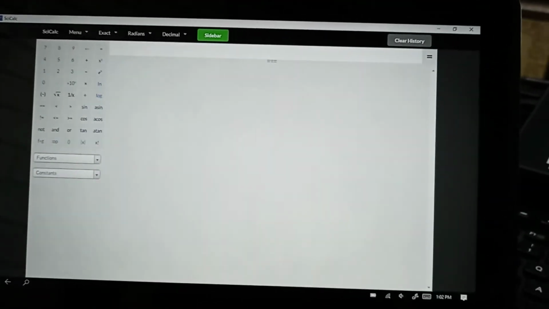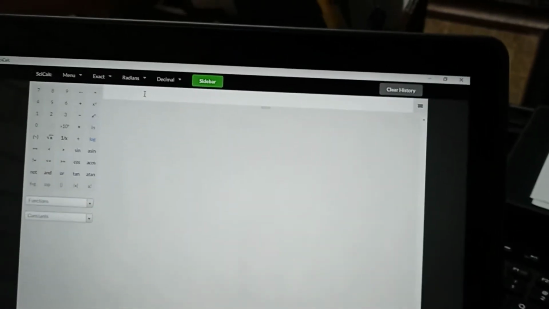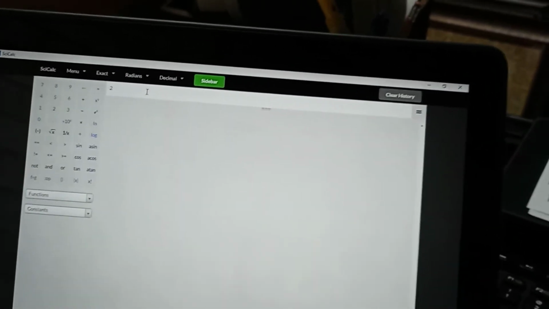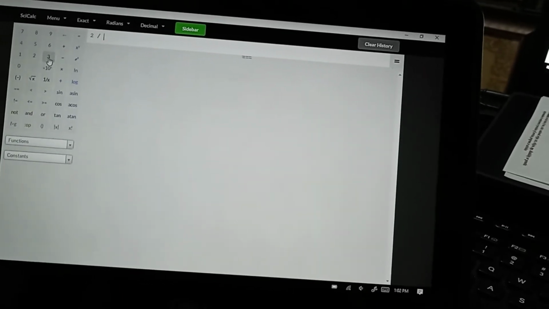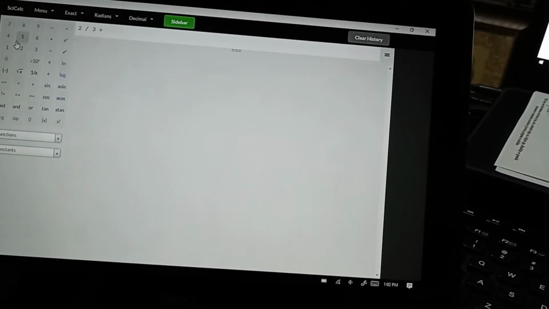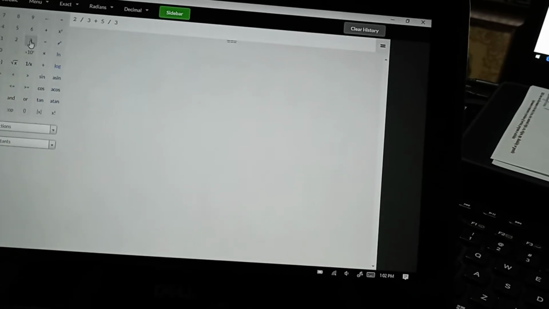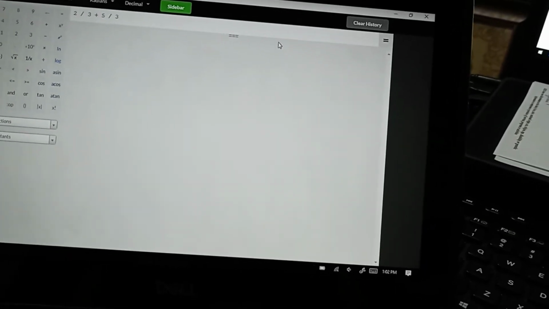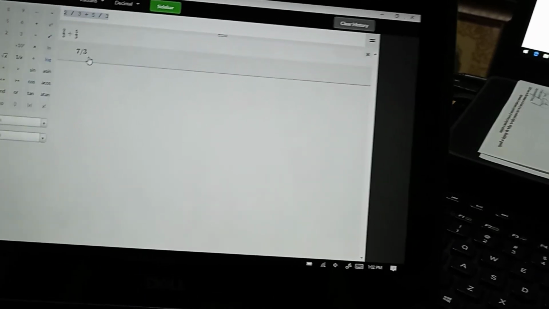And this calculator is gonna help you do fractions. For example, if you type 2, let me see, because you can also use the keys here. 2 divided by 3 plus 5 divided by 3, which are two fractions, right? And you're gonna click on equals on the side. It's gonna give you your answer. It's gonna give you a fraction, okay?